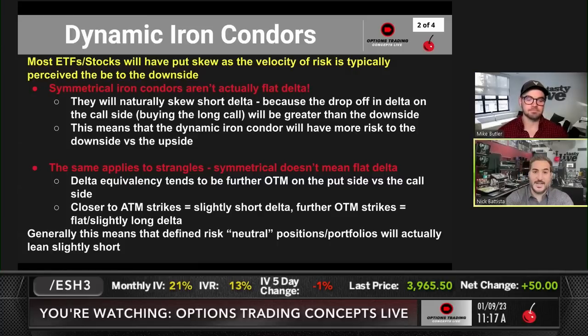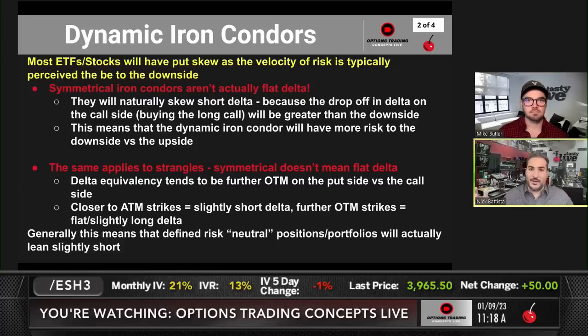All right, so dynamic iron condors. Most ETFs and stocks will have put skew, as the velocity of risk is typically perceived to be to the downside: crashes to the downside, grinds higher. That's typically how markets move, and that's priced into the options. So when you're placing an iron condor or neutral strategy in something like SPY or Qs or even an Apple or Microsoft, if they're $10 wide on both sides, they're not necessarily flat delta. And of course, there's some subjectivity to what flat is in terms of a position.